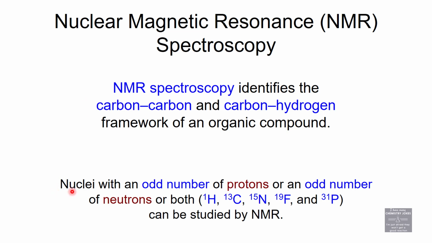The way NMR works is that nuclei, atoms that have an odd number of protons and odd number of neutrons, that's these as some examples, can be studied by NMR. There are more than just those, but those are the ones of interest to organic chemists. We're going to focus on carbon and proton NMR. Note this is carbon-13 because you've got to have an odd number of protons and neutrons in order to get a signal. Carbon-12 does not provide a signal that can be read by an NMR instrument.